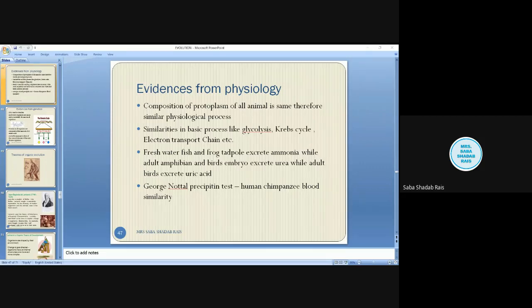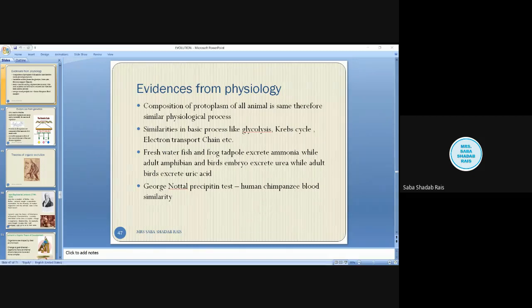Now, when we talk about physiological similarities, it is showing gradual evolution, meaning gradual improvement into more complex processes in the higher animals, with minor differences, as the animals evolve and get better and better adaptation. So George Nuttall designed one test, called the precipitin test. What he observed is when animals have similarity, their antigens will be similar, and the similar antigens will form a complex and cause agglutination.